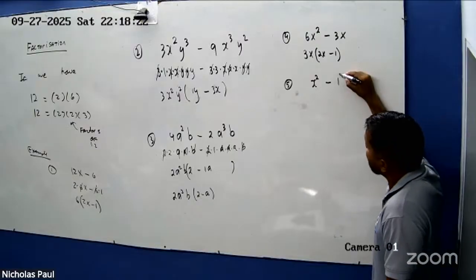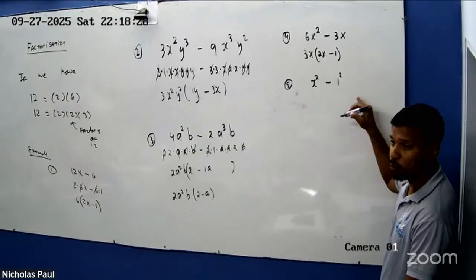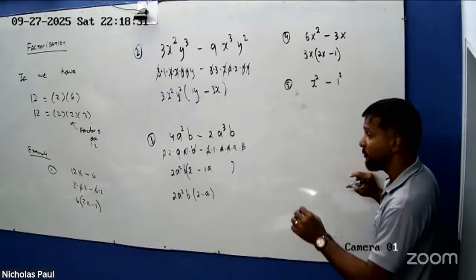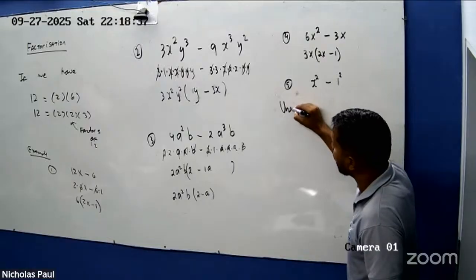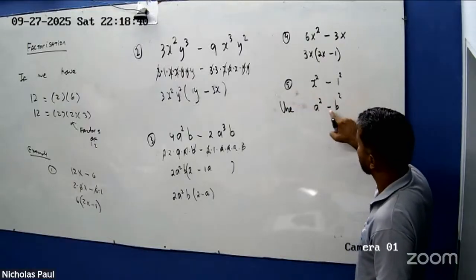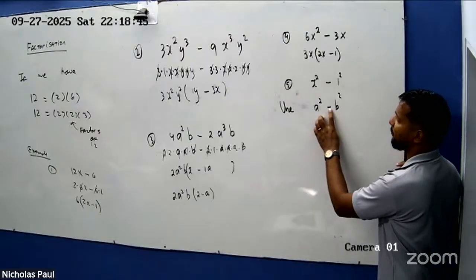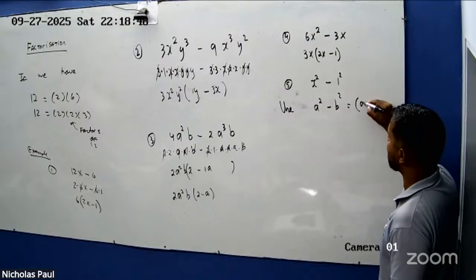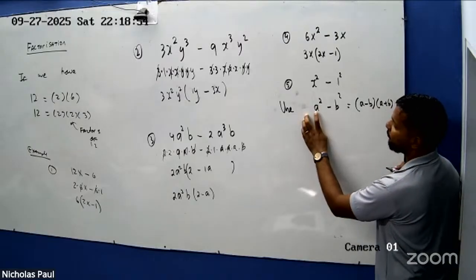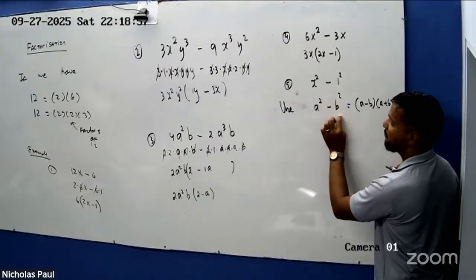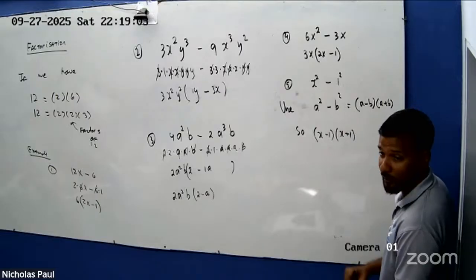But if I put a squared here, did I change the expression? Same thing, right? 1 squared is 1. So if you could write something like this, x squared minus 1 squared, we could use a rule called the difference of 2 squares. You're seeing that? And that will be equal to a minus b by a plus b. So whatever in front is a, whatever is next is b. So your answer will be x minus 1, x plus 1.